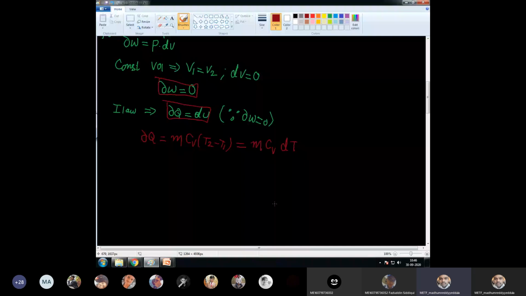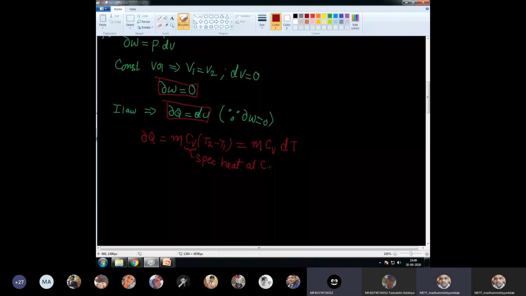Can I write dou Q equal to M into CV into T2 minus T1 because it is taking place at constant volume? Therefore, I am taking CV. Tell me anyone, what is CV? CV stands for specific heat at constant volume. Can anyone define it? Already discussed. Specific heat at constant volume.